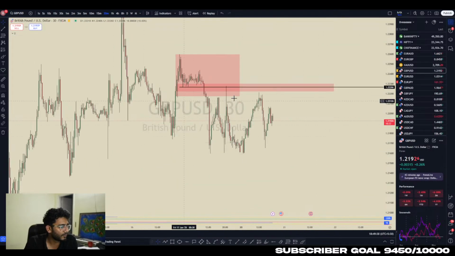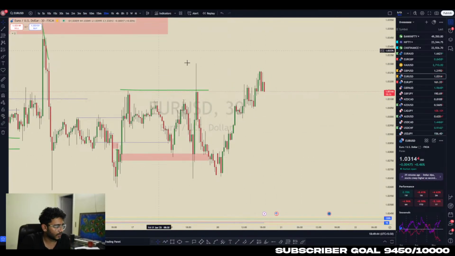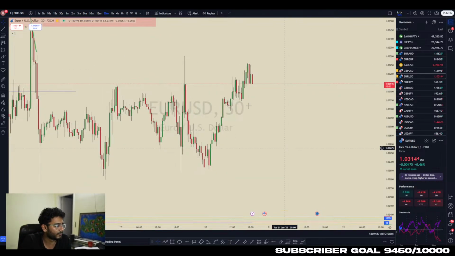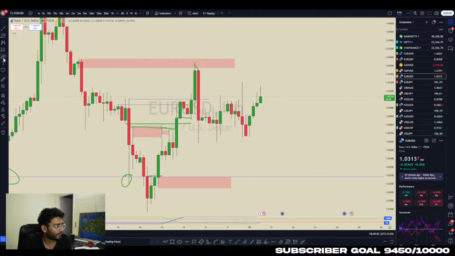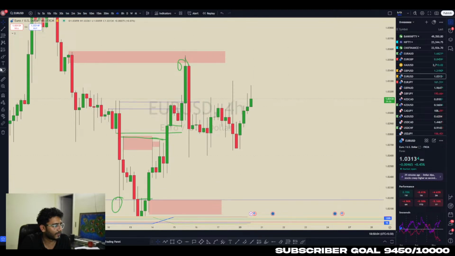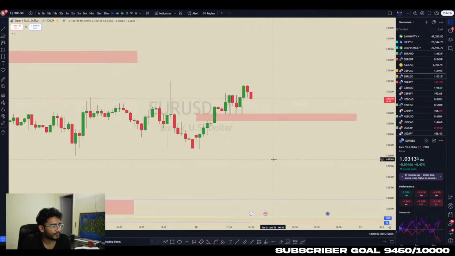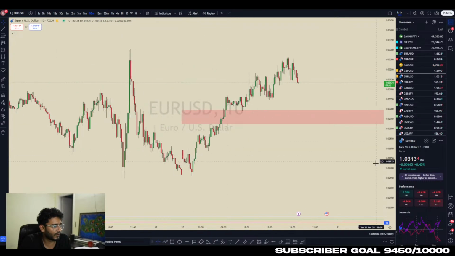On GJ, I think price is in consolidation. So on GJ and EU, I'm not looking for anything. But there is something interesting happening on EU, where we can see on internal structure, price reacted from this zone and then it's consolidating over here. But right now, price has created this imbalance. This is a bullish imbalance because it's going to the upside. So if we go to lower time frame, we need to find some kind of inducement or something over here.